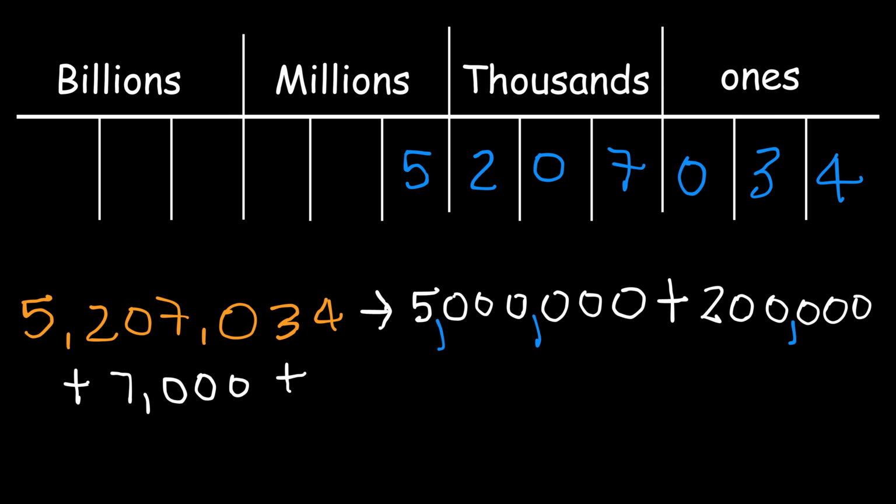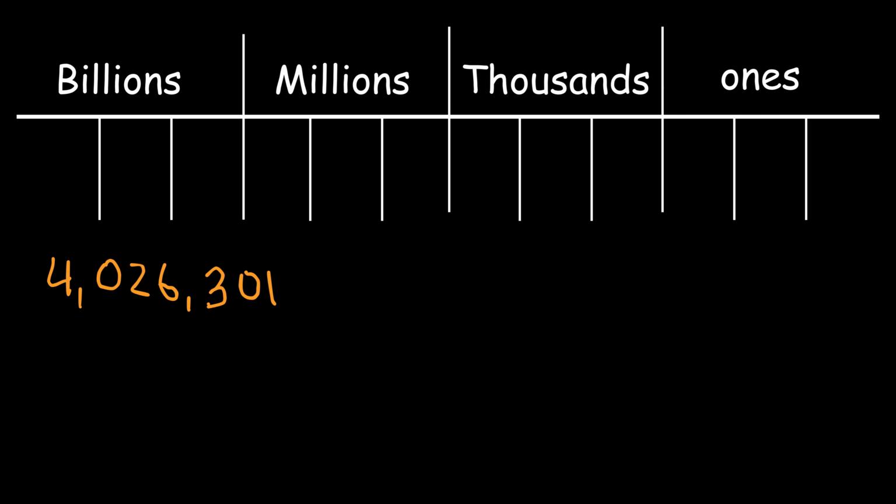Now, the number 3 is under the tens place value. If we move to the right, that's 1 zero, and we'll have 30. And the 4 simply means that there are 4 ones. And if we add 4 ones, we get 4. So this is how we write this number in expanded form. Here's another example. You can pause the video and write this number in expanded form.